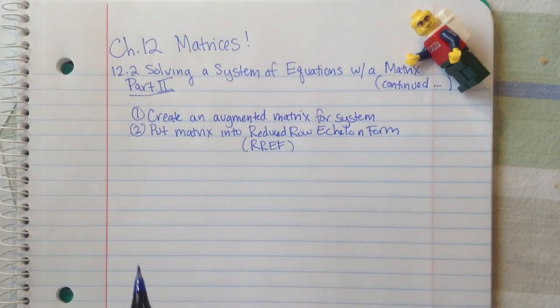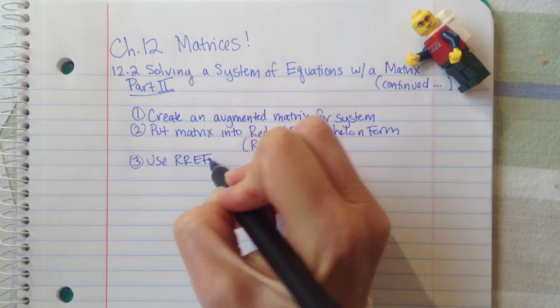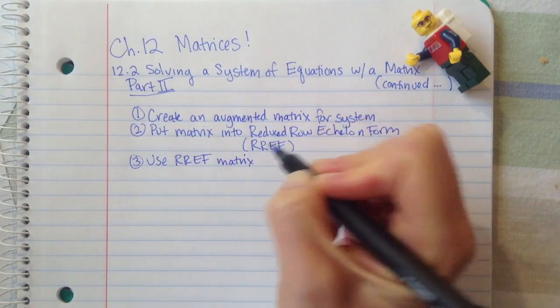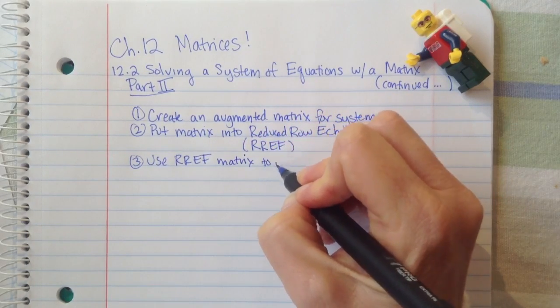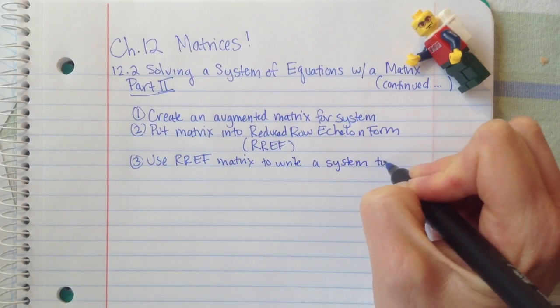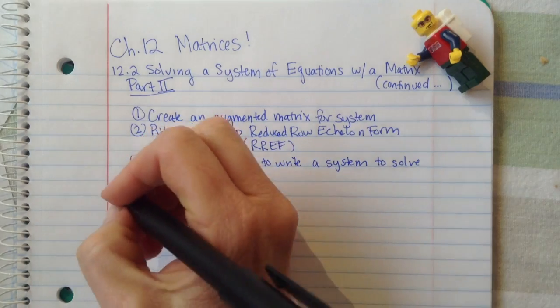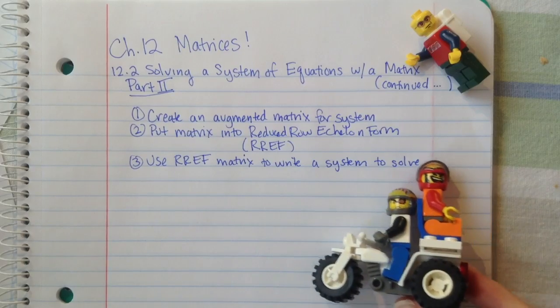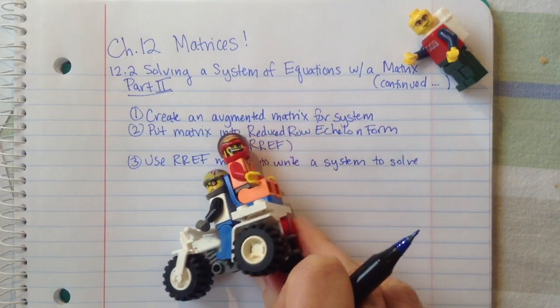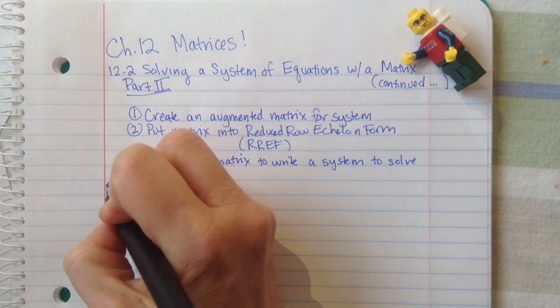Once we have the matrix in RREF, we're going to use that to write a new system that's equivalent to our system but much easier to solve. So we're going to take a complicated system, make it into a matrix, turn that matrix into RREF, and use the RREF to solve. What the heck is RREF? Those guys totally know what RREF is, so they're going to tell us.